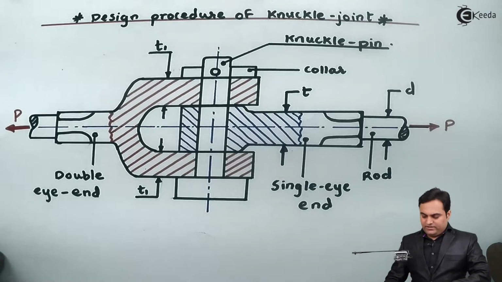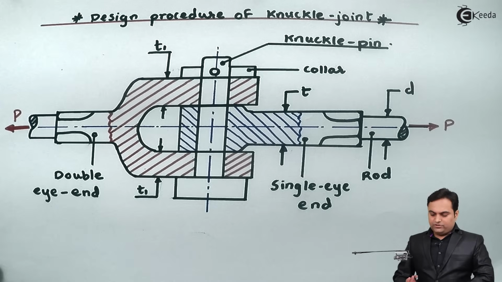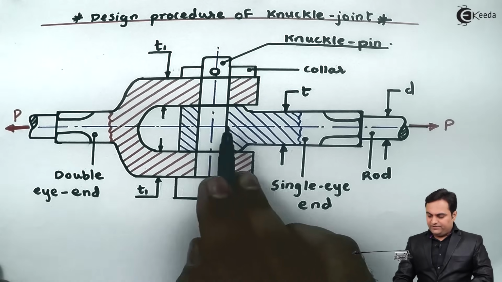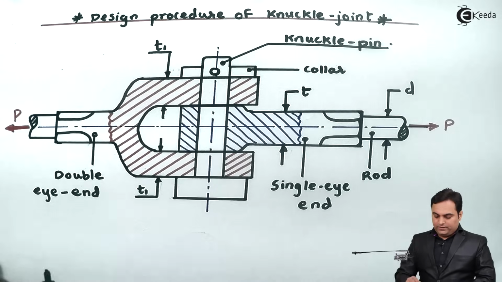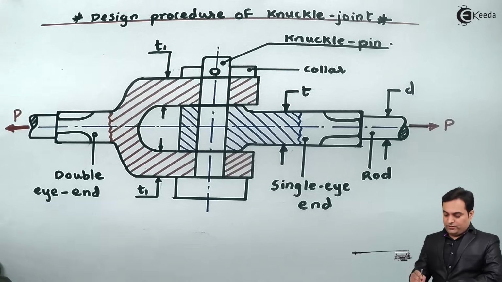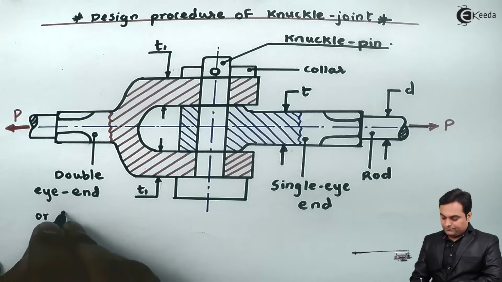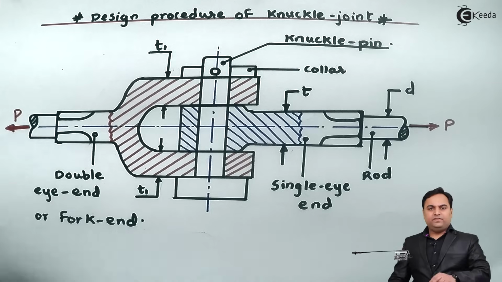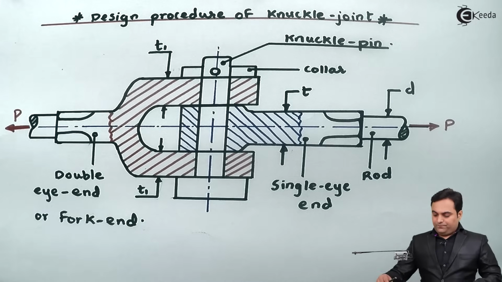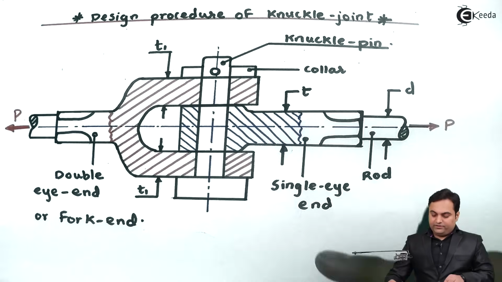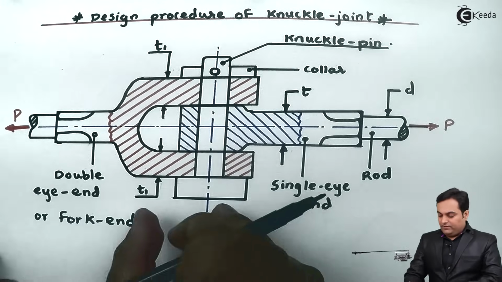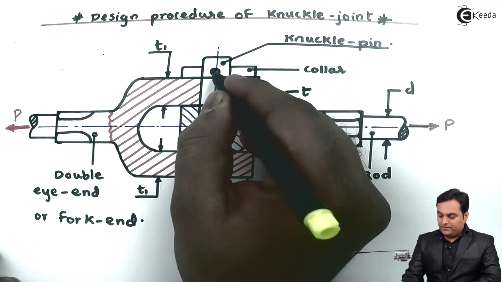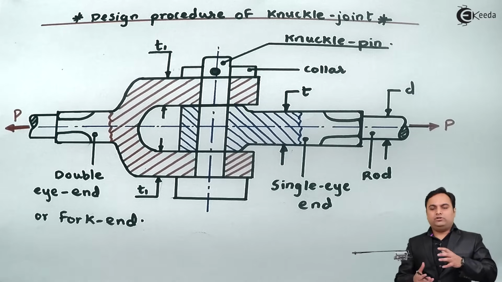As it is clearly seen from the diagram, knuckle joint consists of single eye end, which I have written here. It is hollow. Then we have double eye end. The other name of double eye end is also fork end, since it is like a fork. Now this single eye end would be inserted into the double eye end, and then we have this knuckle pin which will be attached, and here also there is a pin. So this system becomes a locked system.